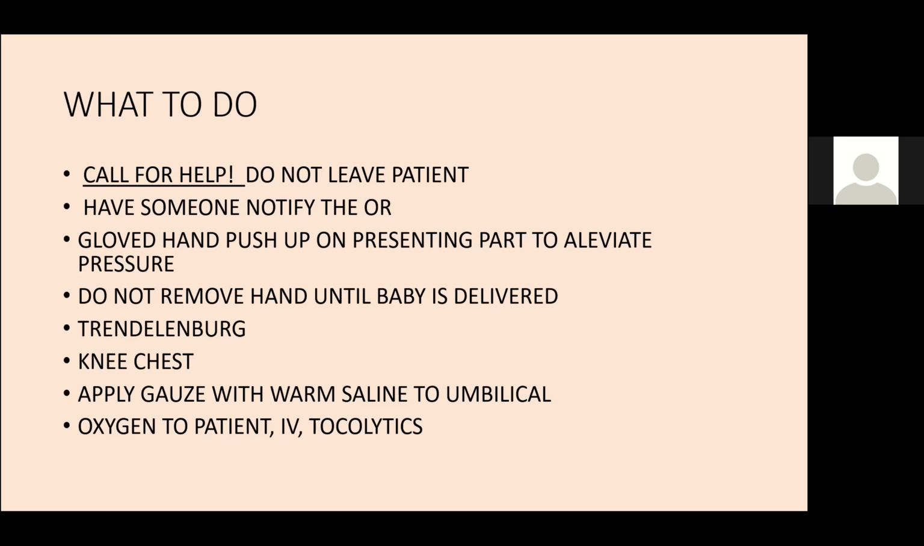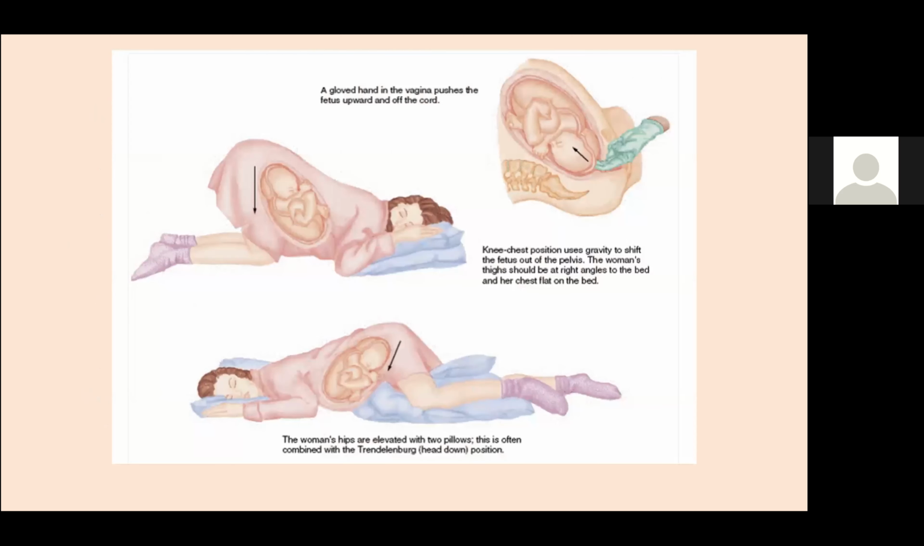And then my next slide, the first picture there that you see the hand, that's where you're pushing the baby up and off of the cord, so it's not compressing it. And then the knee to chest position, that's just going to use gravity for the baby to get off the cord. So those are some of the positions that will help out with that. And that's it. Thank you.